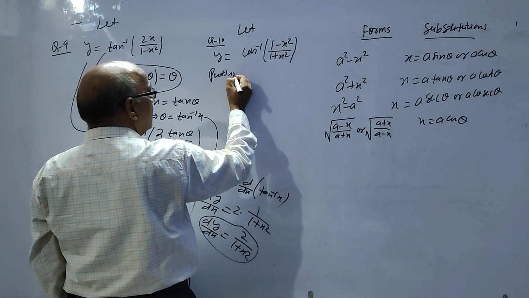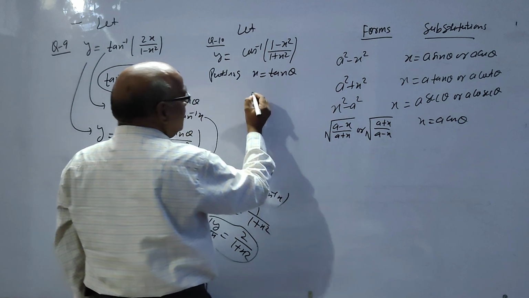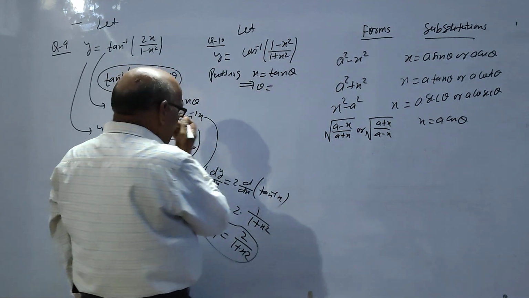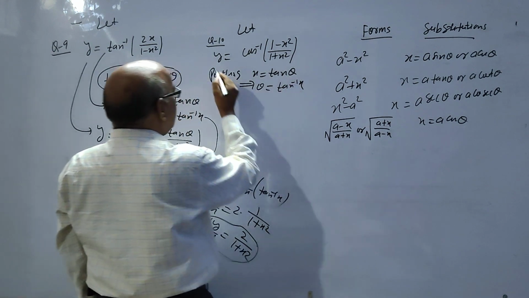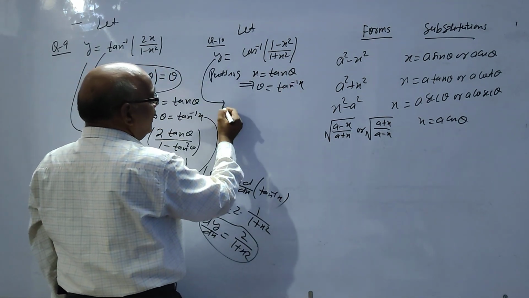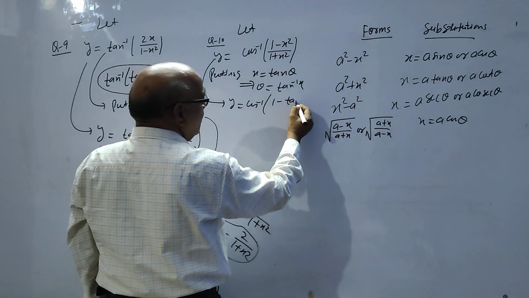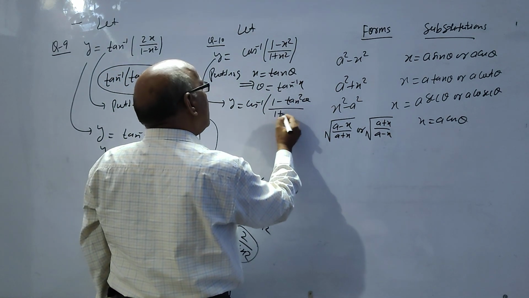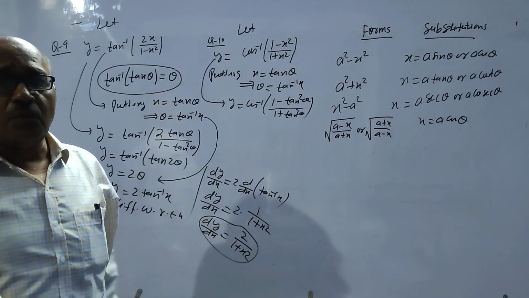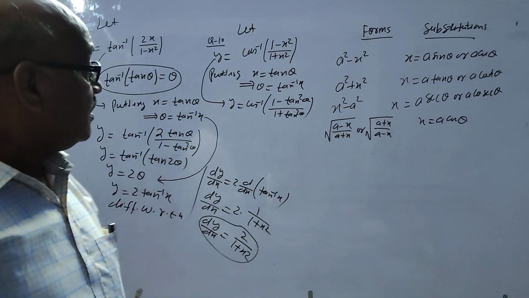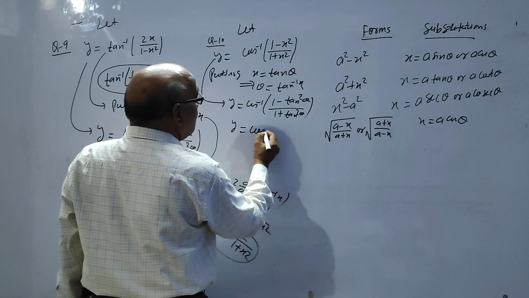Now putting here x is equal to tan theta. This implies that theta is equal to tan inverse x. Now this will be converted into y is equal to cos inverse of 1 minus tan square theta upon 1 plus tan square theta. You know 1 minus tan square theta upon 1 plus tan square theta is equal to cos 2 theta. So y is equal to how much?